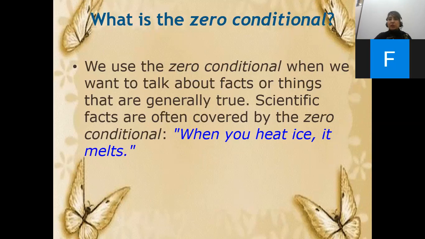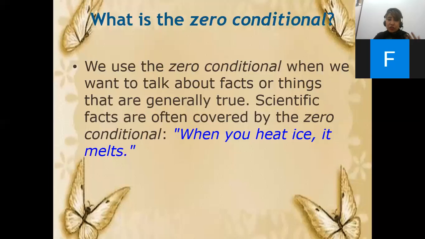Let's talk about what is zero conditional. Zero conditional is when we want to talk about facts or things that are generally true. It can be a scientific fact, or it is a general truth, and it is covered by the zero conditional. For instance, this is a very good example on the screen. You can see, when you heat ice, it melts.